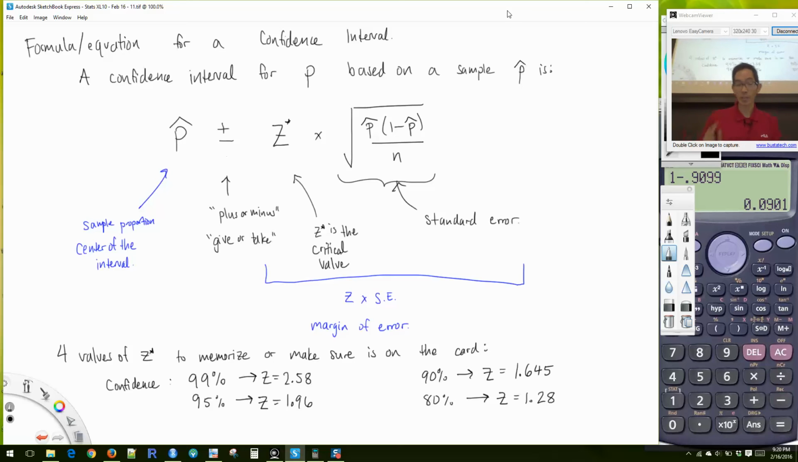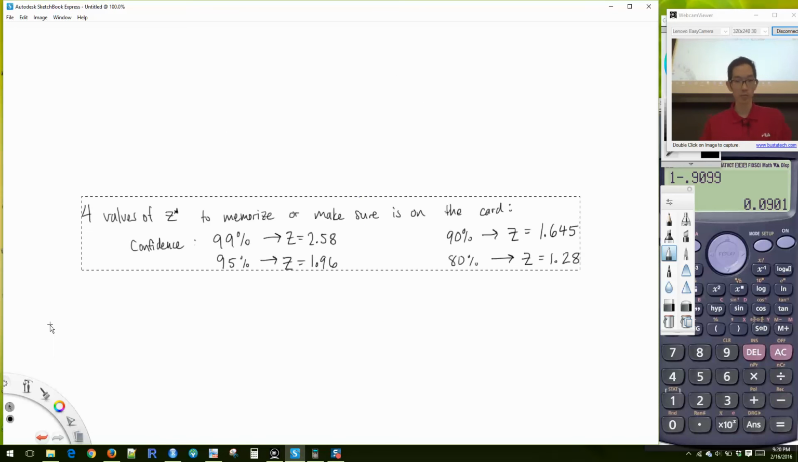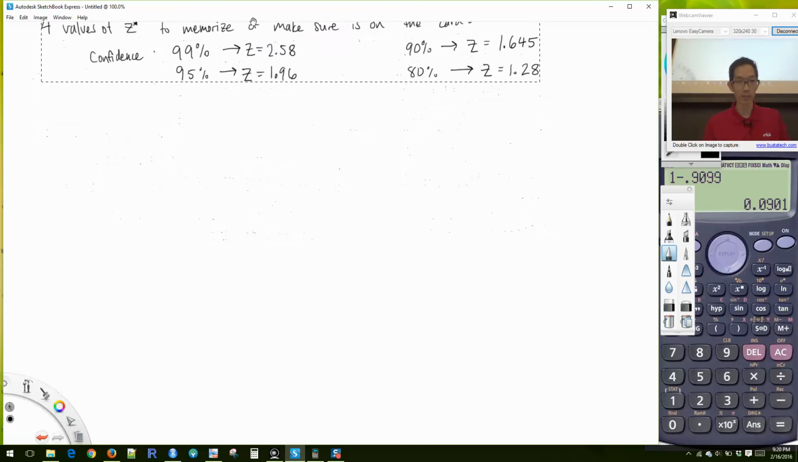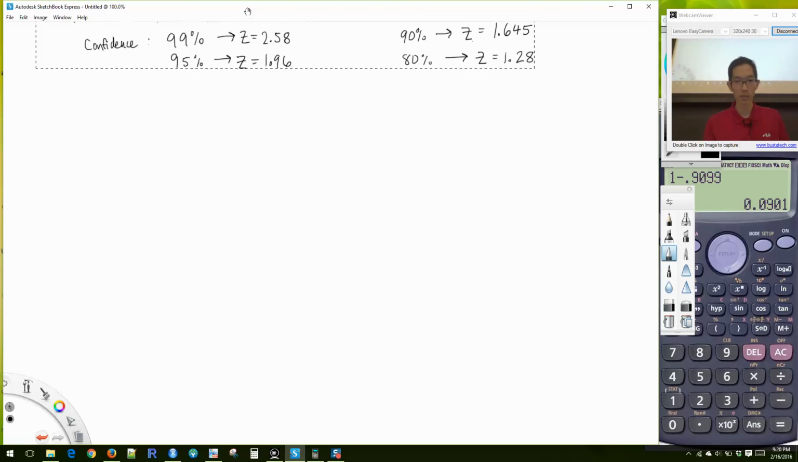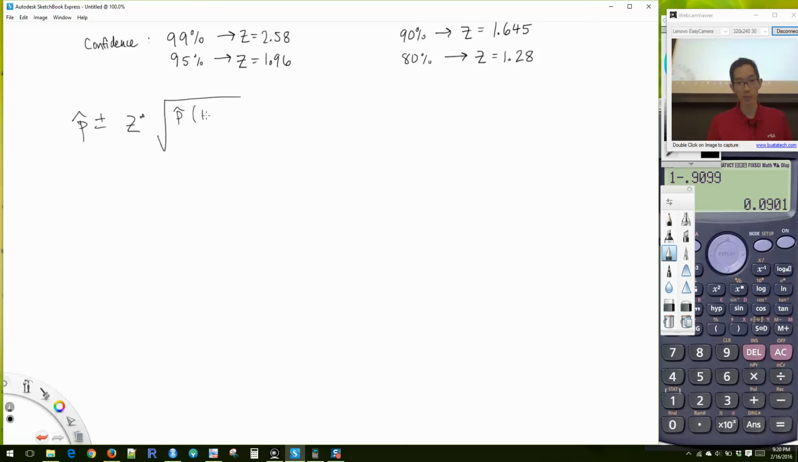All right, so I'll copy these values onto the next slide, and we'll try this out here. So these are your 4 values. And then we have p hat plus or minus z star times the square root of p hat times 1 minus p hat over n.